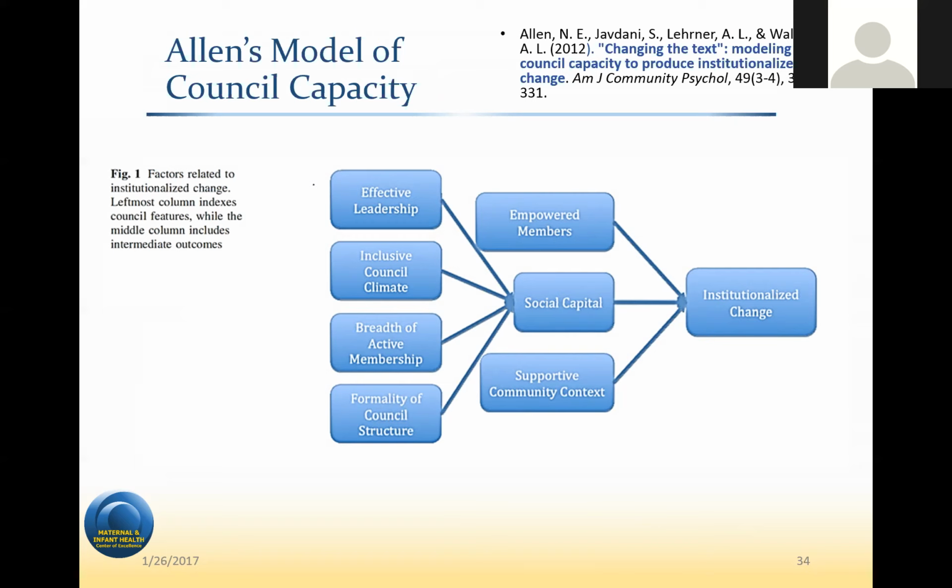So, features of the collaborative environment. Features of a collaborative environment, so leadership, inclusive climate, breadth of active membership, and the formality of council structure, on the leftmost column of factors, those don't directly impact institutional change, what they found. What they do is they impact social capital. So it's a different way to think about what we're trying to achieve here.